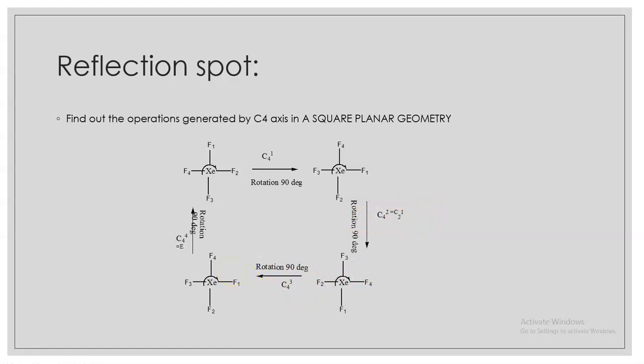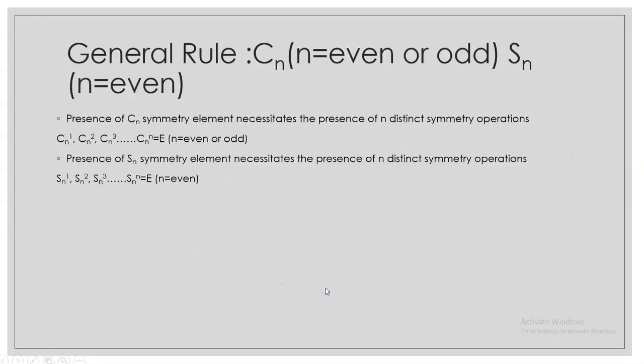So you can get some generalization that a Cn axis is able to generate n particular symmetry operations, and those operations are Cn-1, Cn-2, etc., up to Cn-(n-1), and then finally you get identity. So the C4 axis generates all these symmetry operations. So this is the general rule. This general rule holds good when n is even or odd in the case of your proper axis.